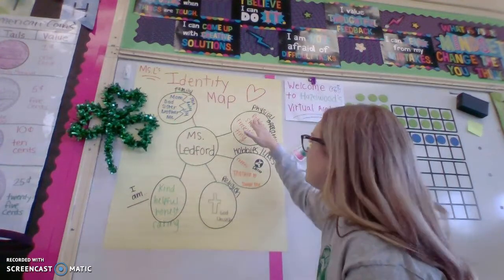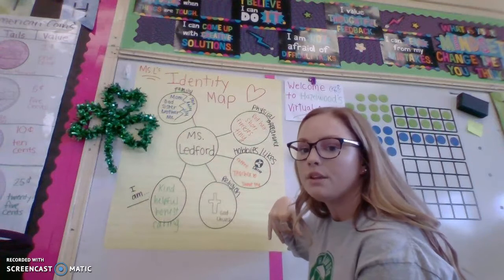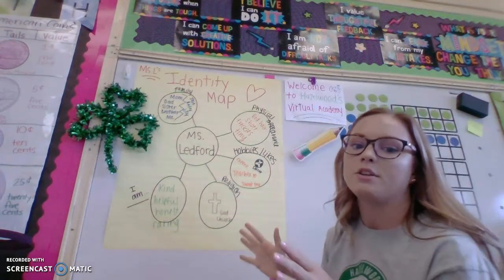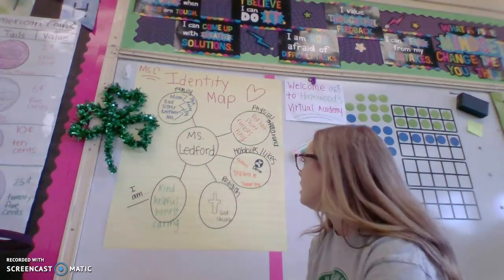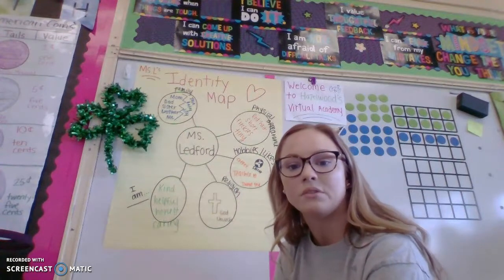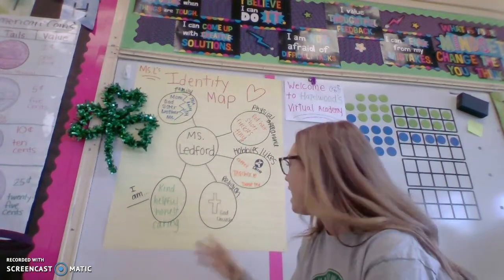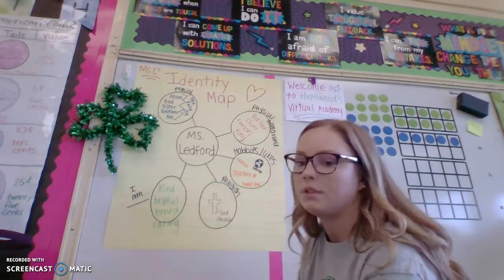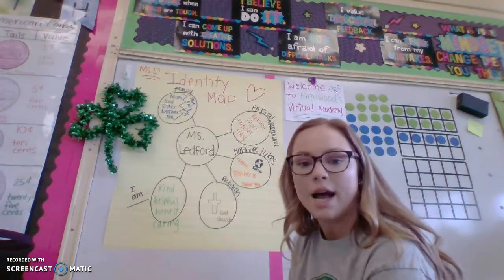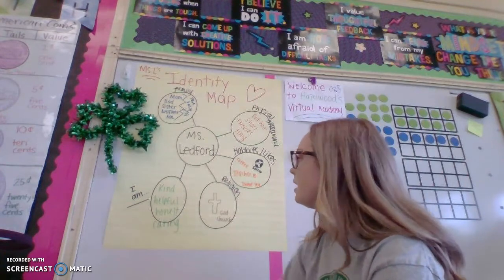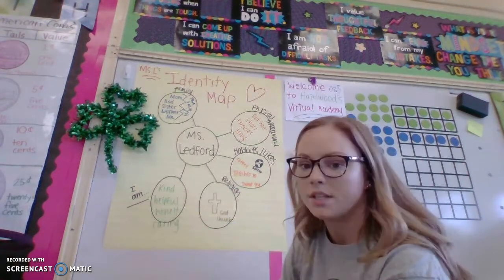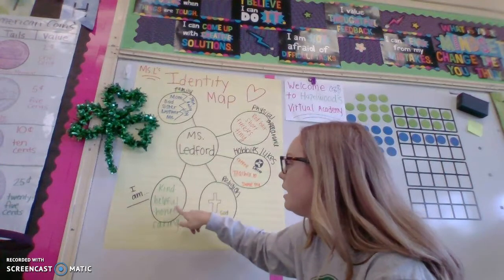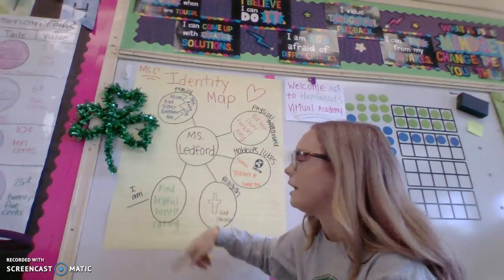So if you guys want to use these same things on your paper, you can, but you do not have to. You can pick any things about yourself that you want to write on there. And then religion. So some people have a religion or something that they believe in. I believe in God, and when I was little, I went to church a lot. So that's just something that I wanted to put on there about me. But you guys do not have to put that on yours. And then here's some words that describe me. I am kind, helpful, honest, and caring.